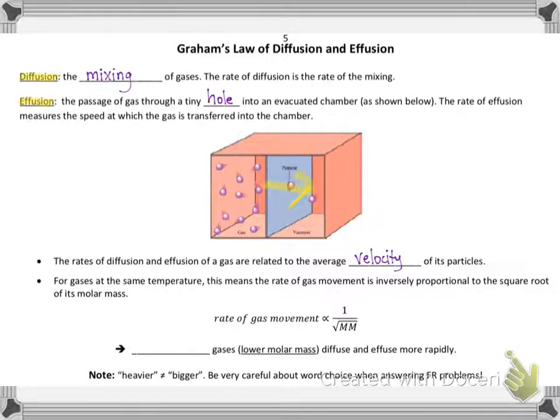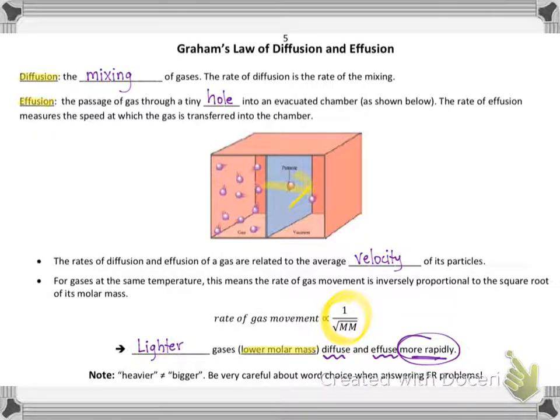Now, because we know at the same temperature they will have the same kinetic energy, and kinetic energy is 1/2 mv squared, you can rearrange this and look at the rate of your gas movement, aka your velocity, and it's going to be proportional to 1 over the square root of the molar mass. You don't actually have to do the math for that. Luckily, all you need to know is that lighter gases, things with a lower molar mass, are going to both diffuse and effuse more rapidly than those that are bigger at the same temperature because they have a higher velocity.